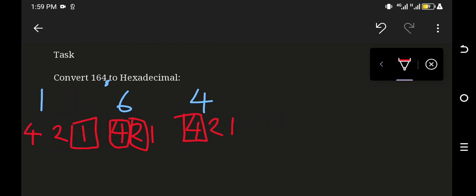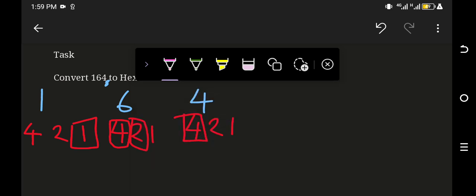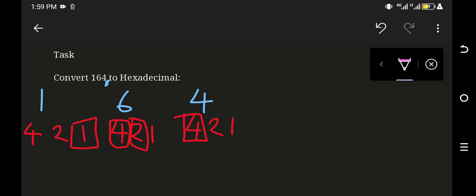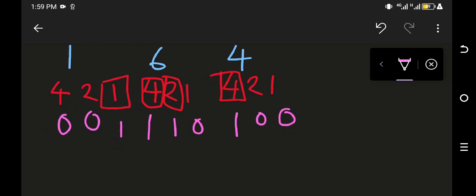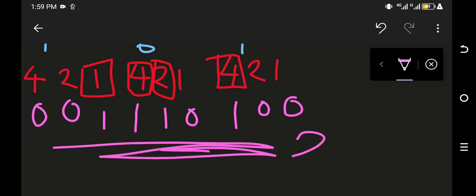Now what I will do next is label the ones which do not have a box as 0. So this is 0, this is 0, this is 1, this is 1, this is 1, this is 0, 1, 0, 0. So I have these numbers, and these numbers correspond to base 2, which is binary.